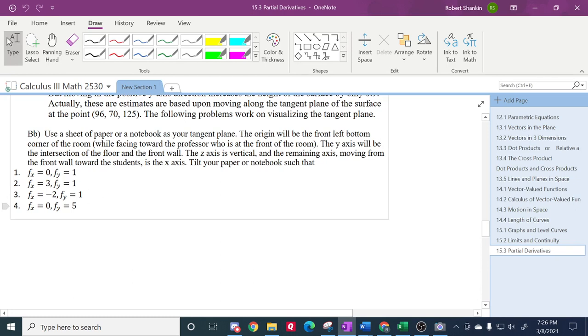And let's go to this one over here. Let me give you a quick 30 seconds. Fx is -2, Fy is 1. See if you can tilt your paper.